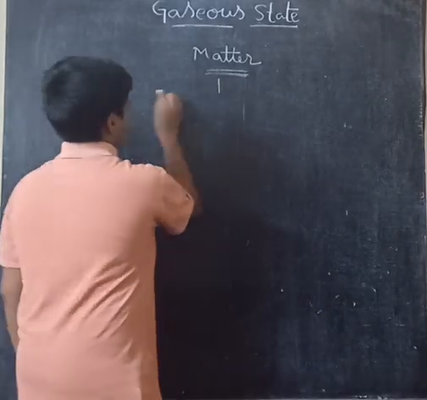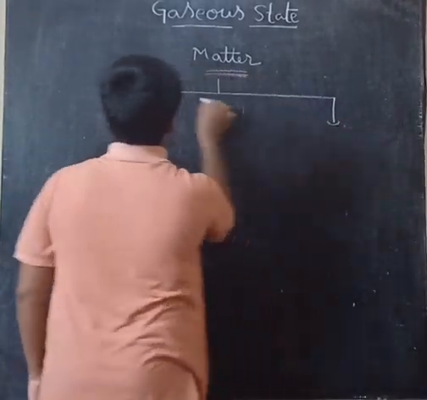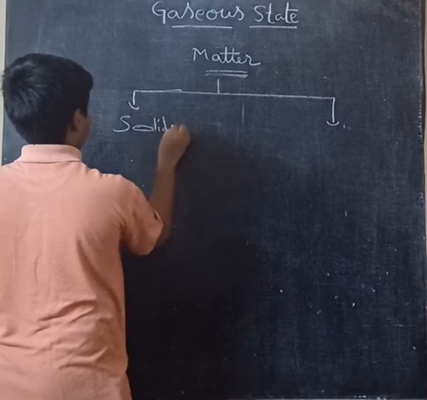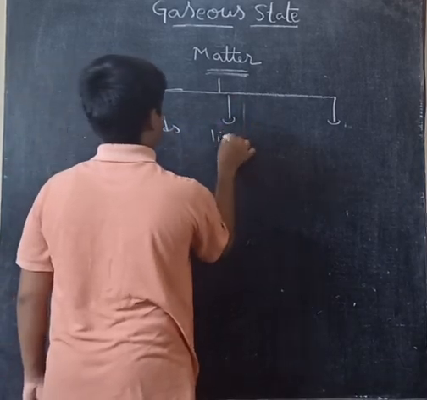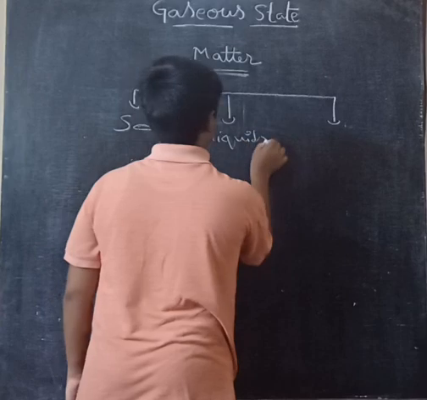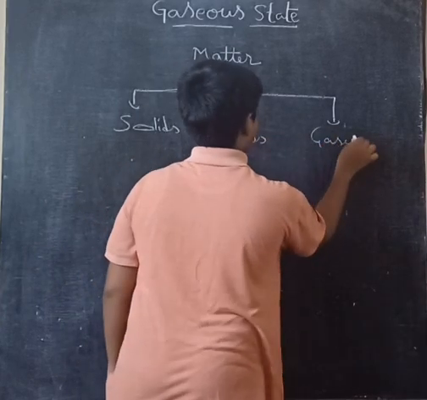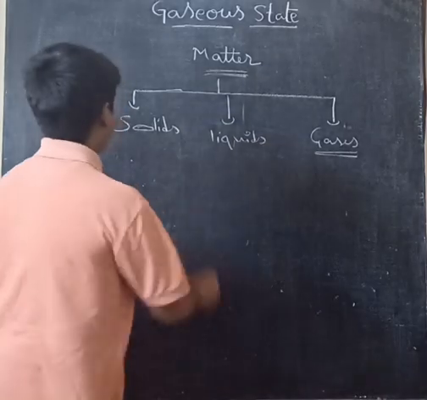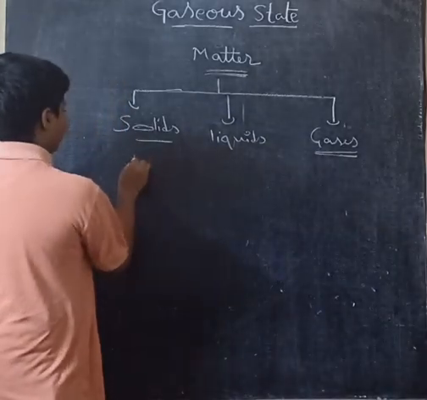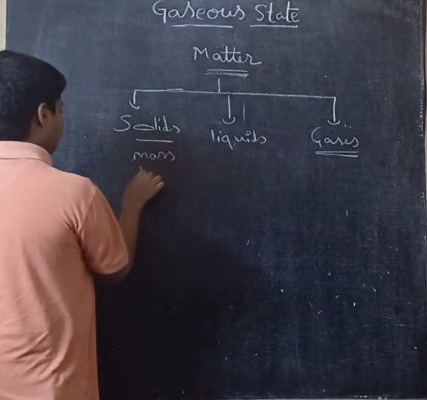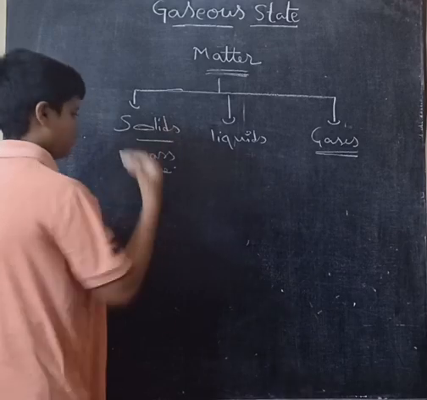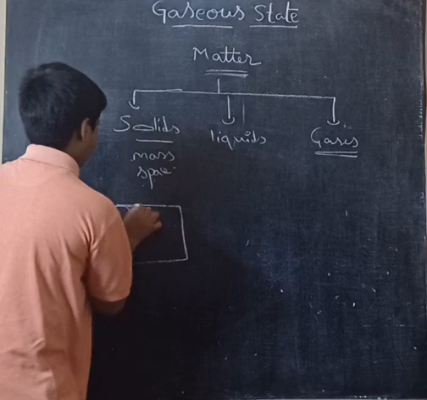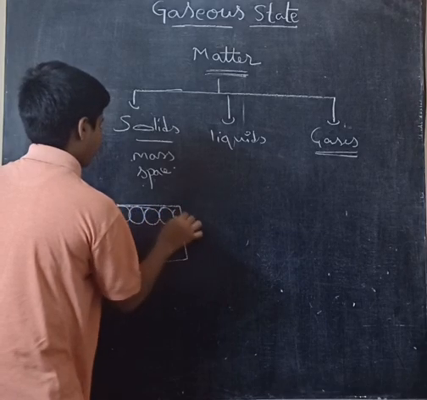And matter is classified into three: solids, liquids, gases. In this lesson we have to talk about gases. Solids have definite mass and occupy space. If I take a container like this, the molecules are arranged tightly.